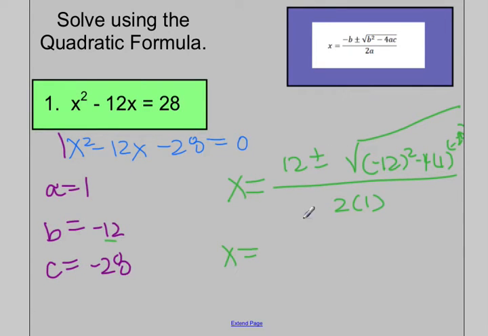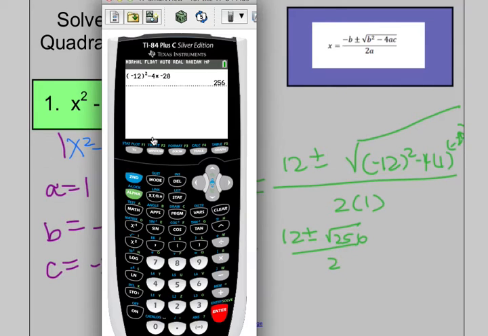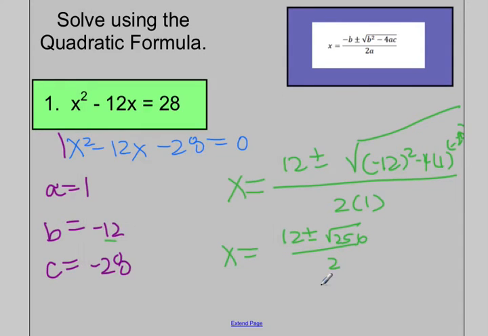So x is equal to 12 plus or minus the square root of 256 over 2. Okay, 256. Sounds to me like it might be a perfect square. Let's try it. Square root of 256. It is. So I would have 12 plus or minus 16 over 2.